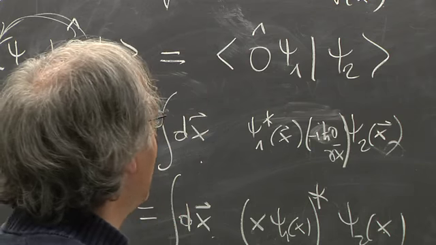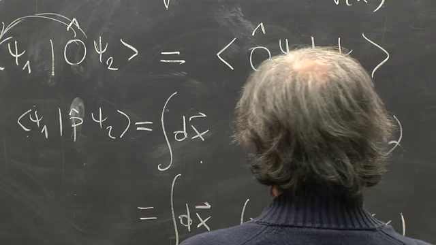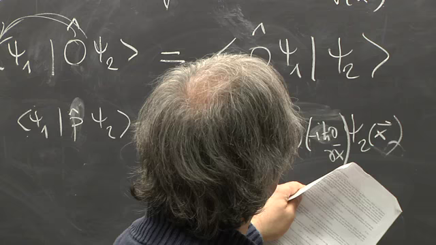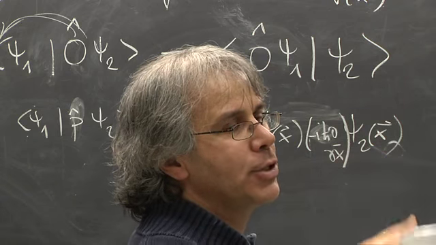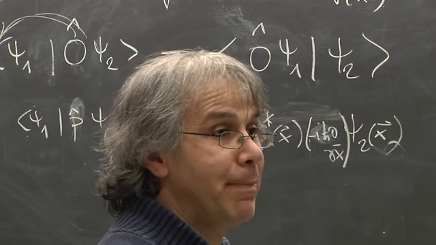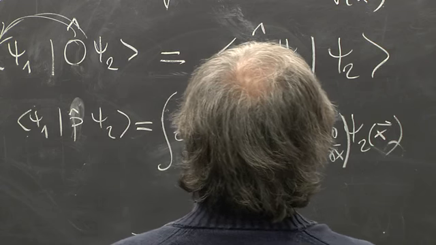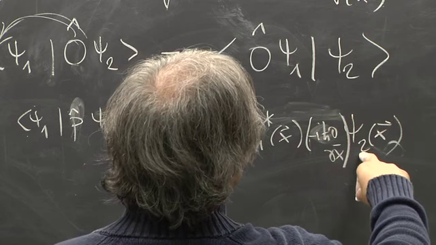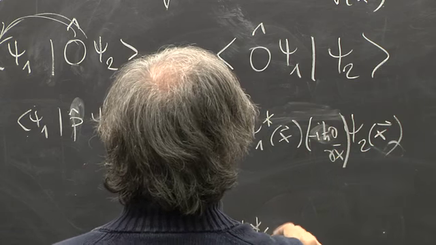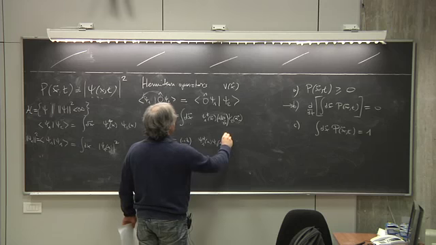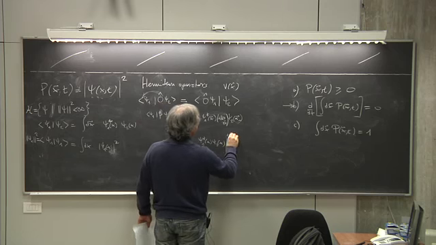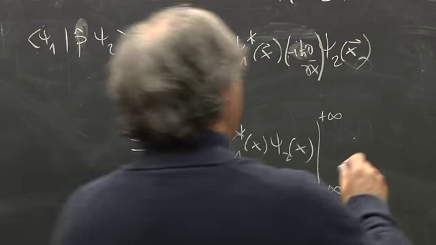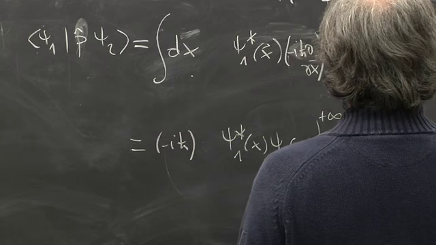And the reason for this is very clear. When you have an integral with a function times the derivative of another function, you can do integration by parts. So in a case like this, I know how to integrate this: there's a minus i h bar, the integral of this is psi 2, so I have psi 1 star psi 2 evaluated between, say, plus infinity and minus infinity. Let's do it in 1D. Then I have minus the same object.